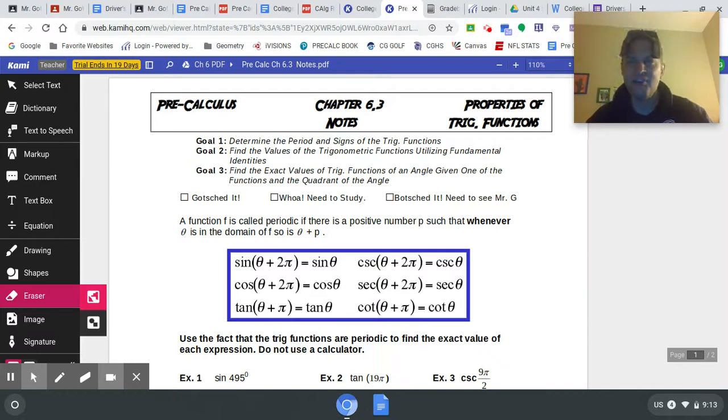Yeah, we're just going to do chapter 6.3 today, properties of trig functions. I might wear the stupid mask, I might not, I don't know. So let's take a look.